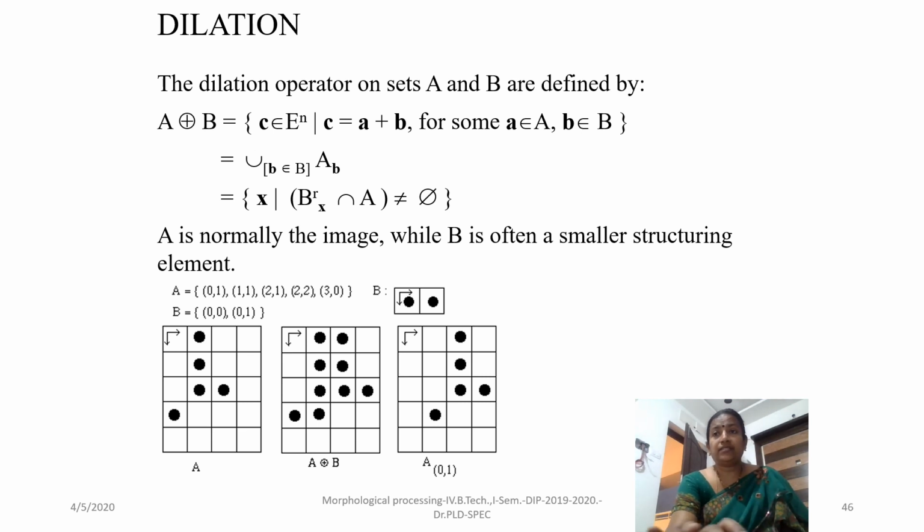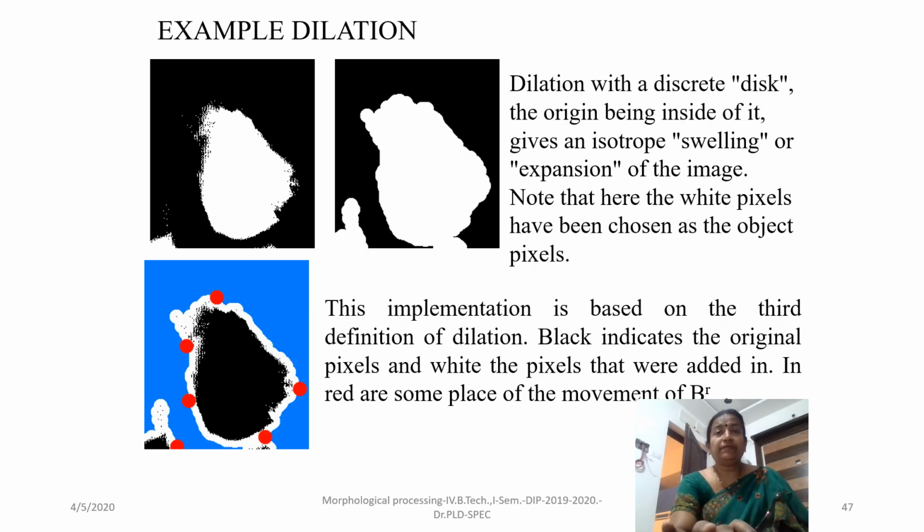Enough here, this example. Then coming to another dilation example, this is an input image. Dilation with a discrete disk. A discrete disk, the origin being inside of it, gives an isotropic swelling or expansion of the image. Note that here the white pixels have been chosen as the object pixels. Here white pixels are objects and the background is black. So white pixels here are enlarging over the input image, which increases the size of the object.